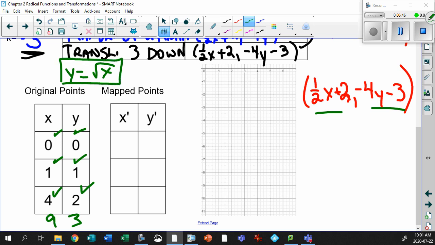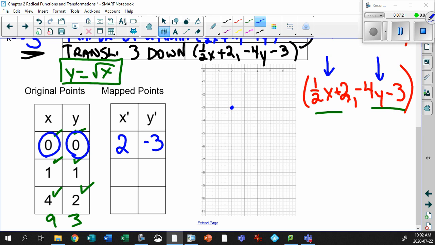Now, let's figure out the mapped points. Let's start here, starting with 0. Put it in. For the x, half of 0 is 0, plus 2. Our new point is 2. There's our new endpoint starting up. Interesting. Let's put in the 0. 0 goes in here into the y's. 0 times -4 is 0, minus 3 is -3. There's our new point of 2, -3. And we can put that right on the graph right now. There's our new endpoint. Interesting.